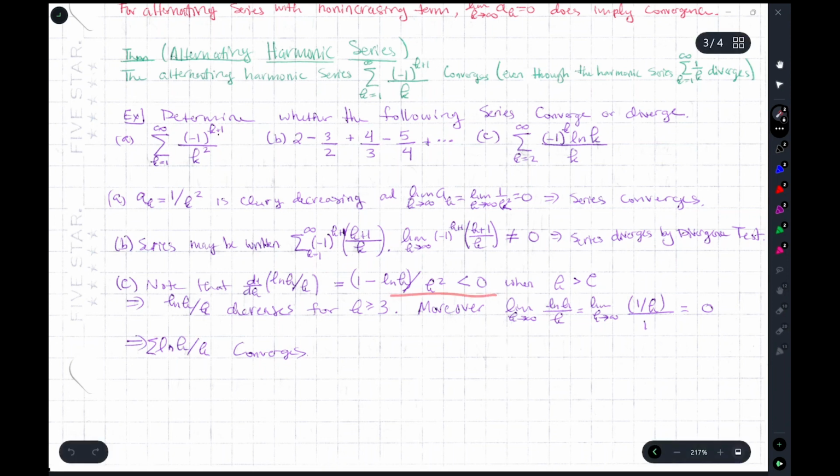Okay, so we do have decreasing terms, which means also non-increasing. Decreasing is a stronger statement. Decreasing implies non-increasing, but non-increasing does not imply decreasing. Moreover, taking the limit of the positive part as k goes to infinity, you use L'Hopital's rule, you get 0. Therefore, by the alternating series test, this series does converge.